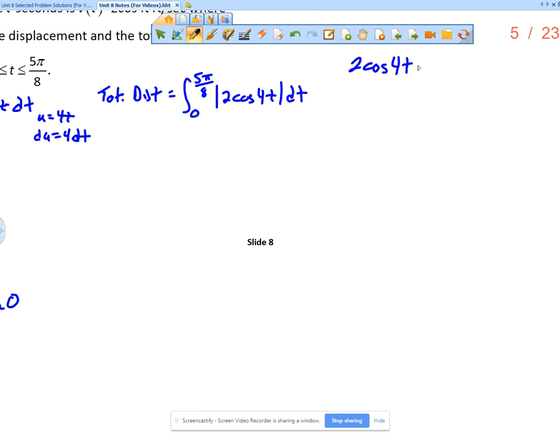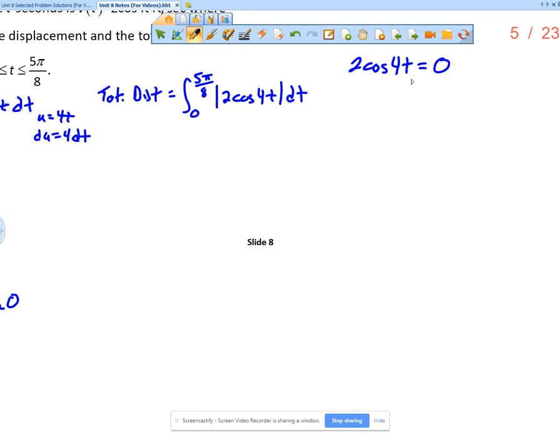when 2 cosine of 4t is equal to 0, right? I'm going to have to figure out the zeros, and then I'm actually going to have to do a sign analysis to determine when this function is positive and when this function is negative, so I know how to split the integral up. All right, so this is all the way back to chapter 4 and 5 from pre-calc, and then actually we did a lot of this work with sign analysis in unit 4 in calculus during first semester.